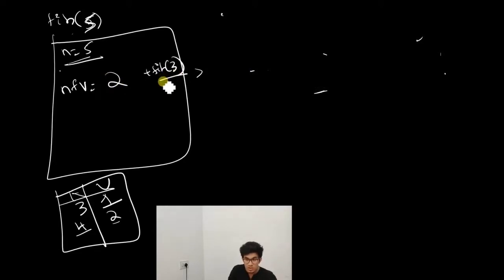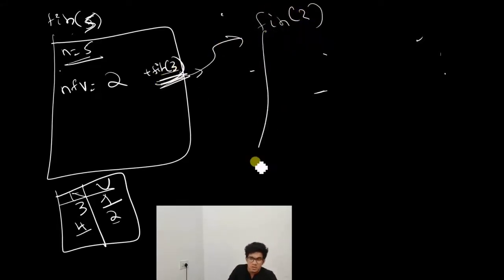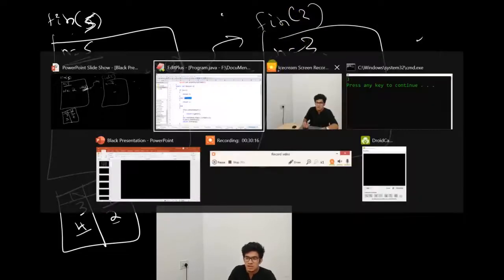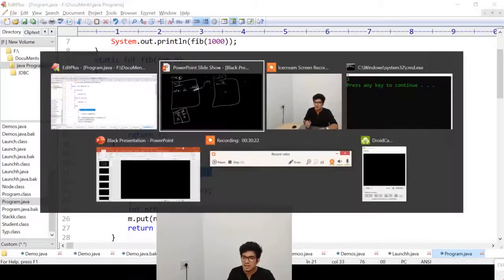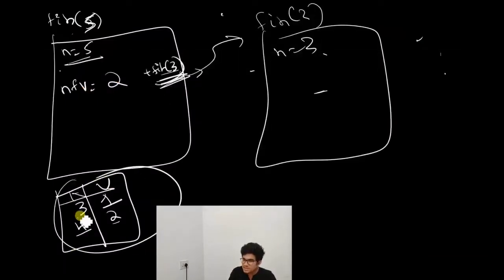Now, when it comes to this, right? When it comes to this, watch here what happens. When the control comes here, you are calling fib of 3. So fib of 3 activation record will open. What is the n value? N value is 3. So I will compare. Is 3 equal to 1? No. Is 3 equal to 2? No. Else. Does your map contain 3? Now you think and tell me, does your map contain 3 as a key?